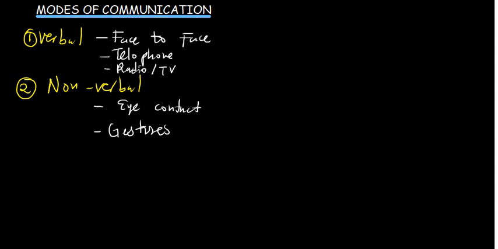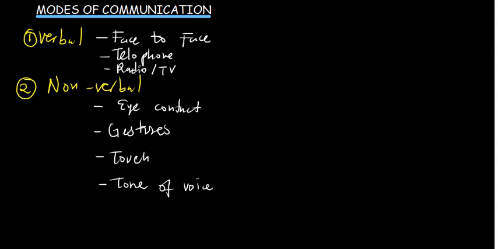And also the touch. That is another non-verbal mode of communication. The way you touch people is a mode of communication, because it can mean really a lot of things, trust me. And also the tone of the voice. Are you raising the voice? Is your voice low? Just the tone of your voice is also another mode of communication. So this is verbal communication and also non-verbal communication.